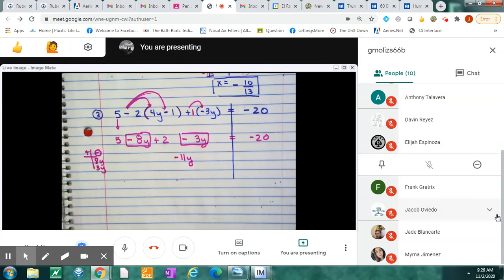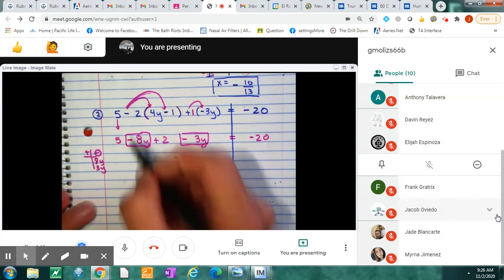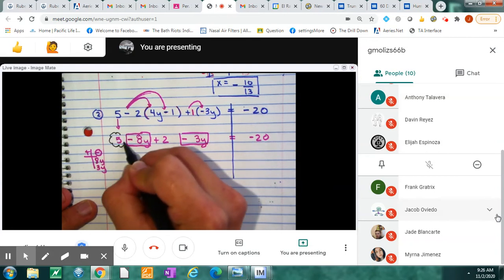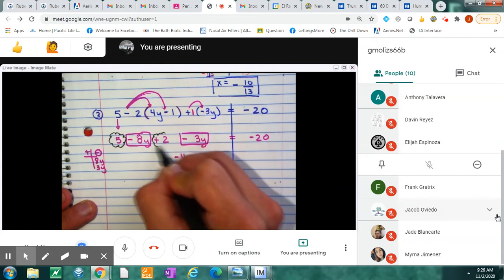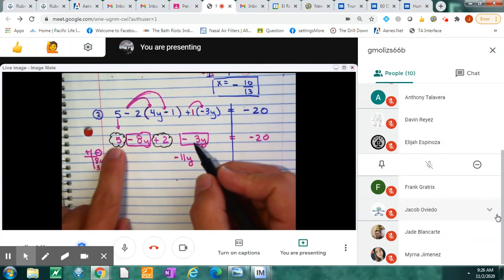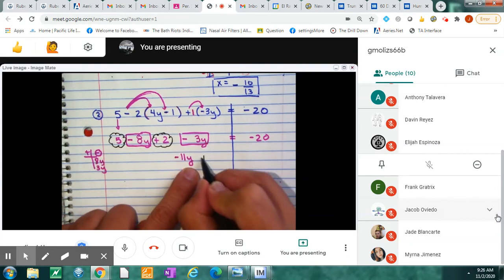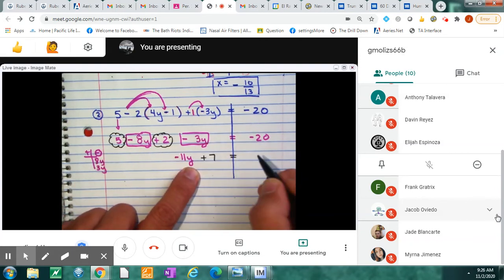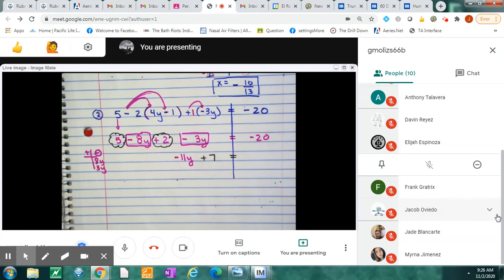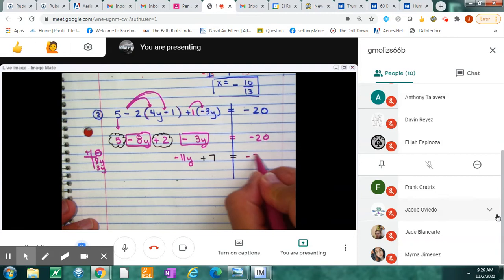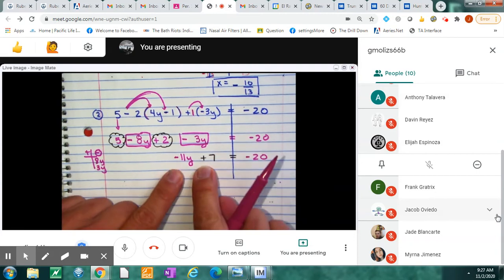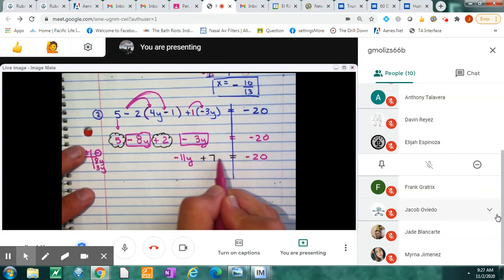Then the next one I'm going to do is the 5 plus 2, which is what? 5 plus 2 is 7, equals, right? And then what do we do with the -20? We bring it down. Okay? So now there's only one y over here, right? So I'm going to circle this side.